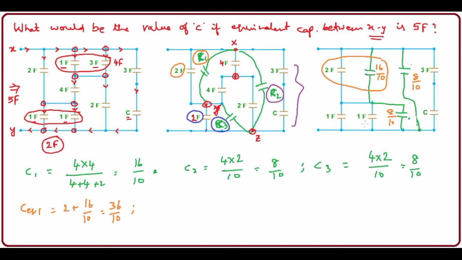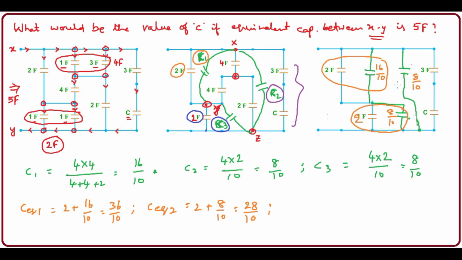Similarly, this part is already in the parallel case, so you need to remove this part, without any confusion. This value is 2 only, as we know. So this 2 farad and 8 by 10 farad are in parallel. Similarly, C equivalent 2 is equal to 2 plus 8 by 10, which is equal to 28 by 10. So this part is also over.